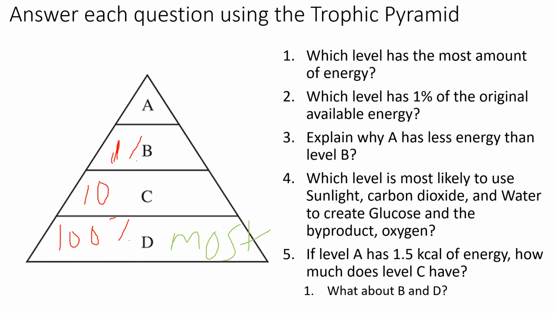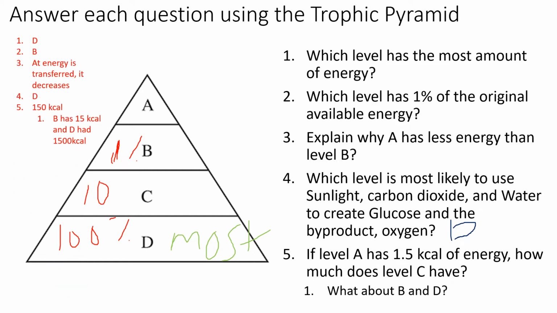Number 4, which level is most likely to use sunlight, carbon dioxide, and water to create glucose and a byproduct of oxygen? Of course, that is going to be D, because that is your producers. They do photosynthesis, and that is what number 4 is explaining.